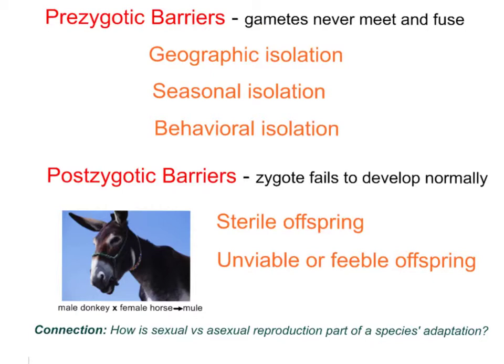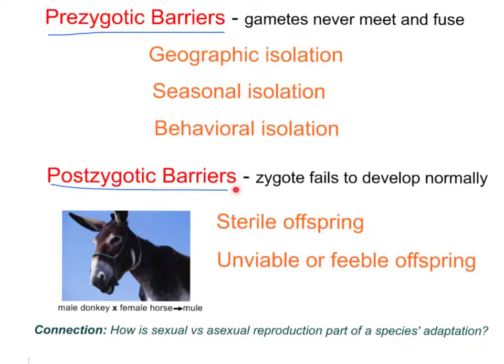So we can kind of start to organize the barriers into two different groups. We have pre-zygotic barriers and post-zygotic barriers. Remember, a zygote is formed when the sperm fertilizes the egg. Before the zygote is formed, those would be the pre-zygotic barriers, barriers that are happening before that little zygote forms, before fertilization. The gametes never meet and fuse. Those would be geographic isolation, behavioral or seasonal isolation.